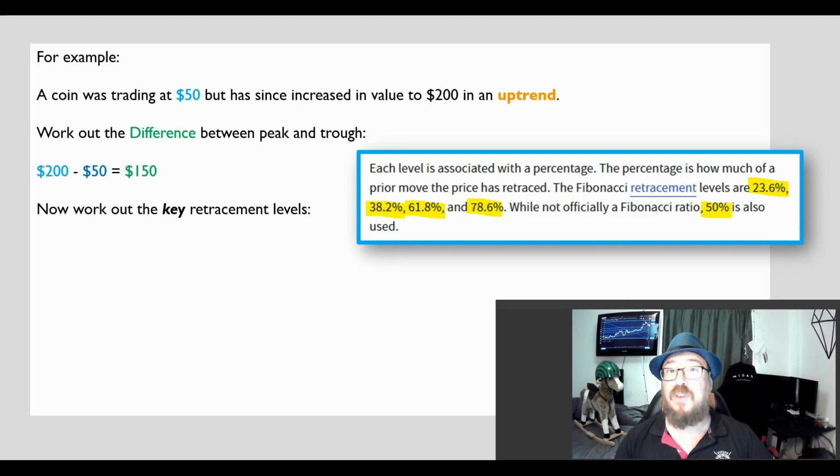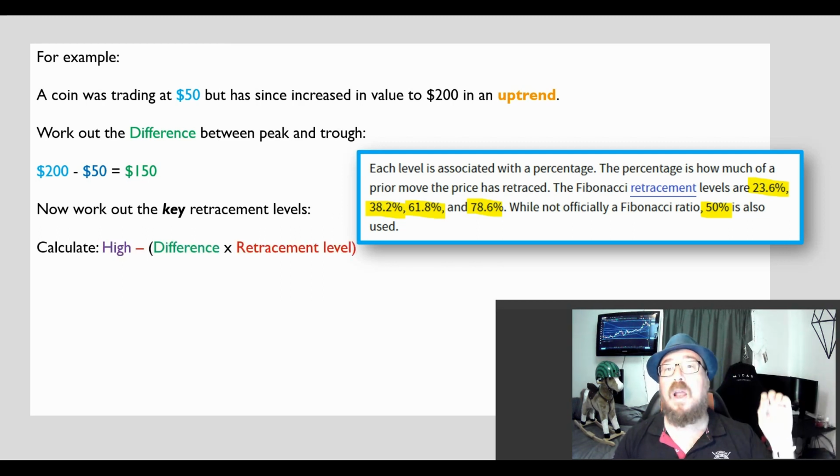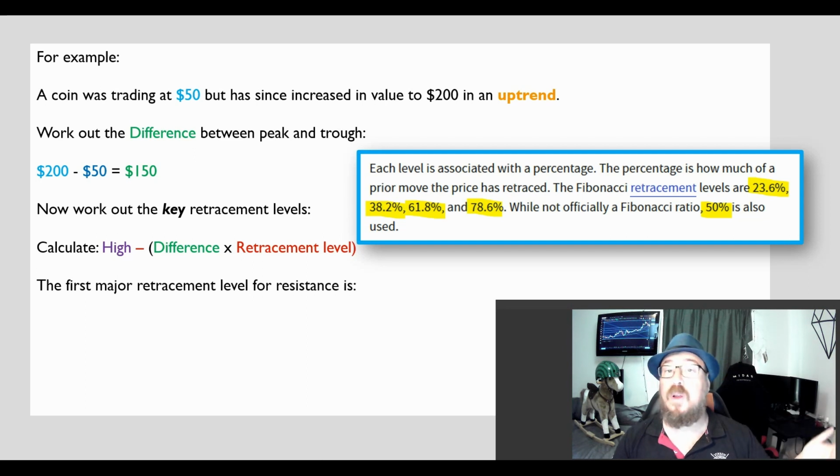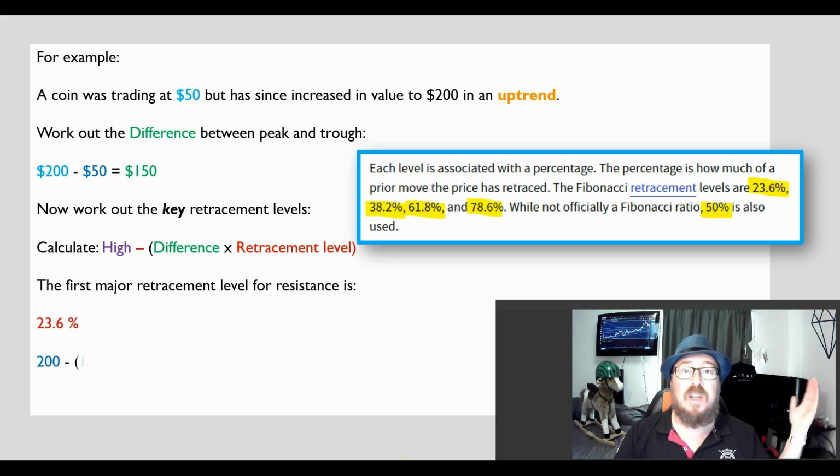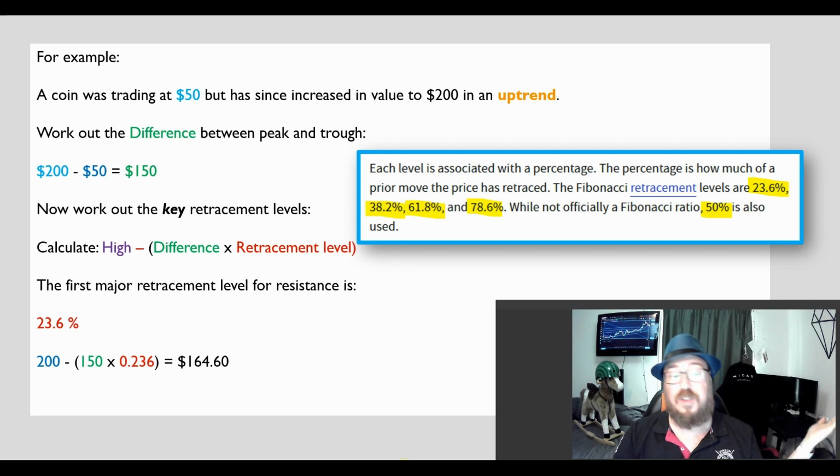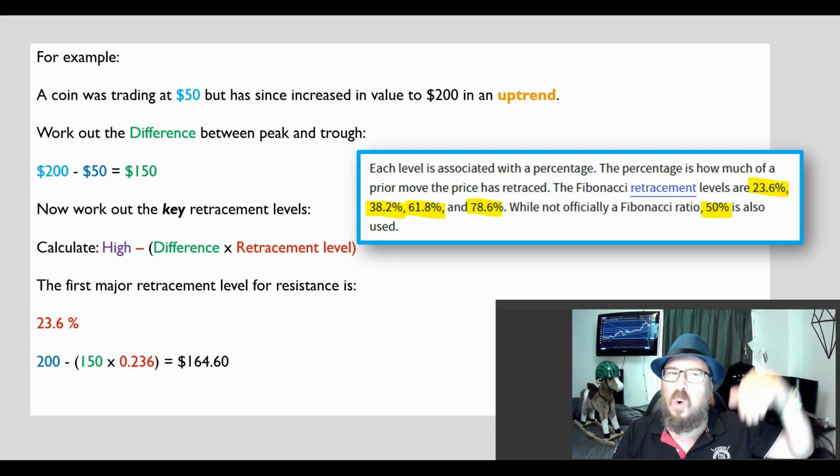Here they are again in case you've forgotten. We're going to look at the 23.6% Fibonacci retracement level. That's the first of the support lines. So start the same way, though this time the equation's slightly different. Remember, we're going to take the high, we're going to subtract now the difference multiplied by the Fibonacci retracement level. And that retracement level is the first one, which is the 23.6%, as I was saying. So that equation is just going to be 200 minus 150 times 0.236, and that's going to give us 164.60. So that is the first support line if the coin is going to go from 200 down towards that $50.